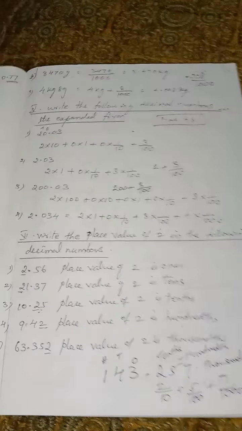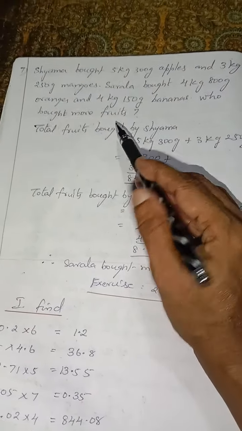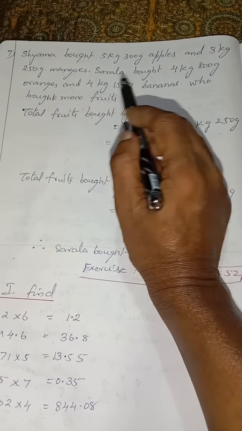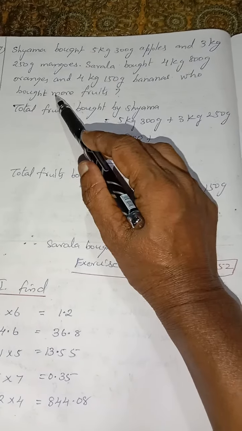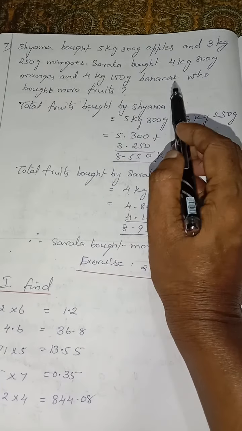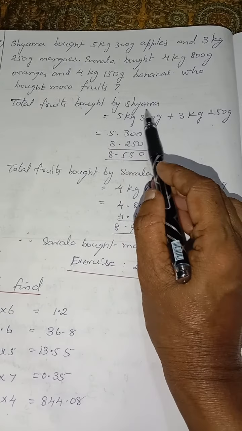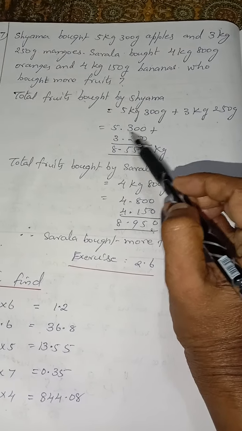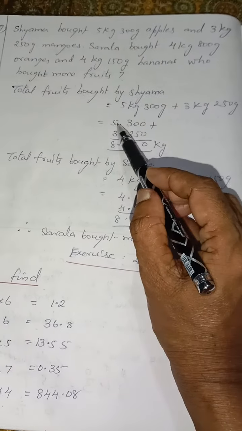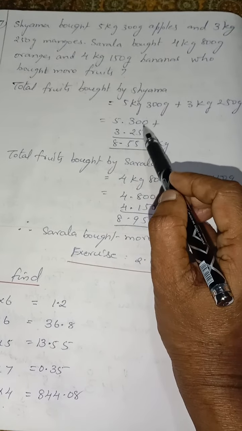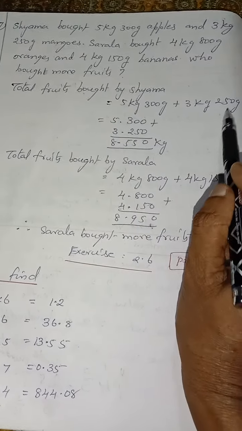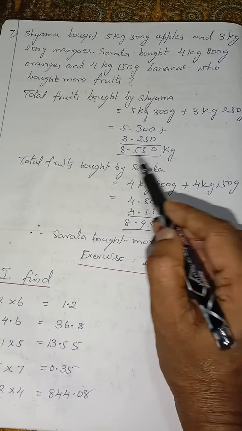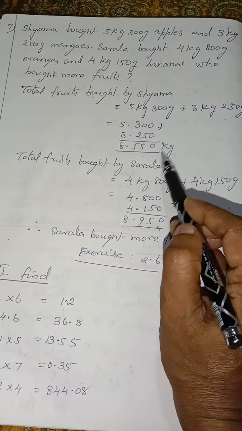Is it clear now? In this last problem they have given: Shama bought 5 kg 300 grams of apple and 3 kg 250 grams of mango. And Sarala bought 4 kg 800 grams of orange and 4 kg 150 grams of bananas. Who bought more? So first we will take Shama. How much did she buy? 5 kg 300 grams of apple and 3 kg 250 grams. So we can write in decimal 5.300 and 3 kg 250 grams is 3.250. When you add, you will get 8.550, that is more than 8.5 kg.